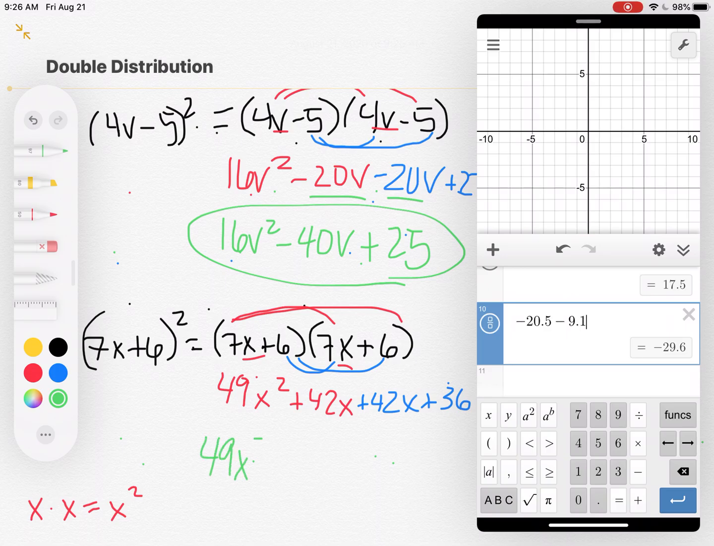Finishing it off, 49x squared stays the same. Those combine to 84x, and then plus 36 stays the same. Hopefully that helps you out.